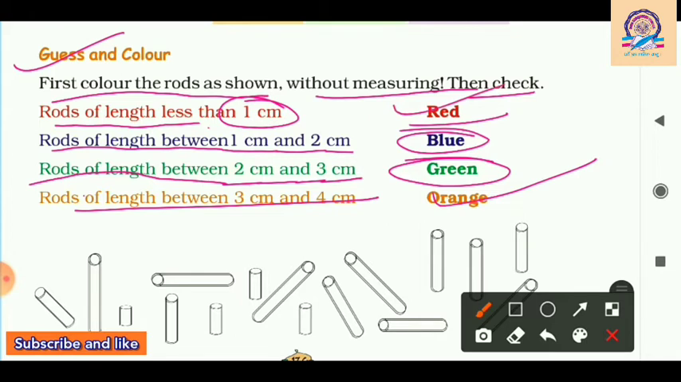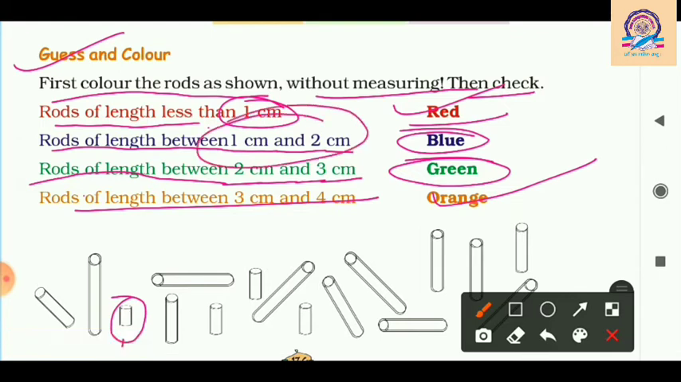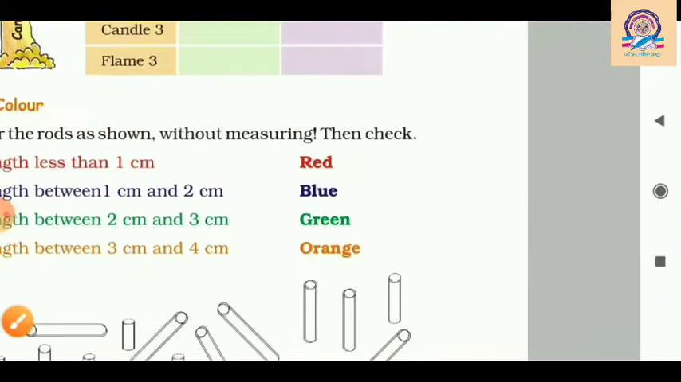According to my guess, first let's find the rods less than 1 centimeter. Less than 1 centimeter means it will be very short, so I think this one is less than 1 centimeter, so we will make it red. Now let's go for the next one, rods between 1 and 2. You can take this one, it will be between 1 and 2 centimeter in length. Similarly, you can find the rods between 2 and 3 and between 3 and 4. Now at last we have to know some more important solutions.